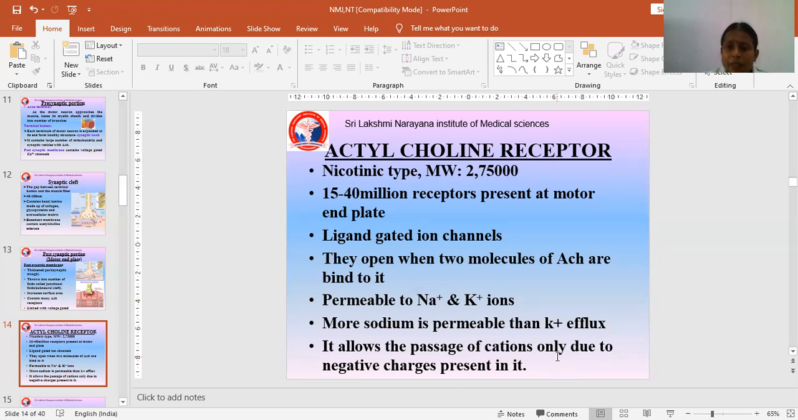To summarize, the acetylcholine receptors on the postsynaptic membrane are nicotinic type with a molecular weight of 275,000, and 15 to 40 million receptors are present at the motor end plate. These are ligand-gated ion channels, and they open when two acetylcholine molecules bind to them. The channel is permeable to sodium and potassium ions, and it permits more sodium ions compared to potassium efflux.